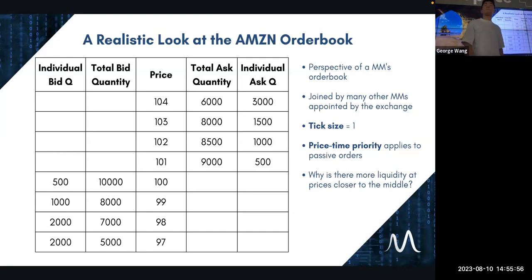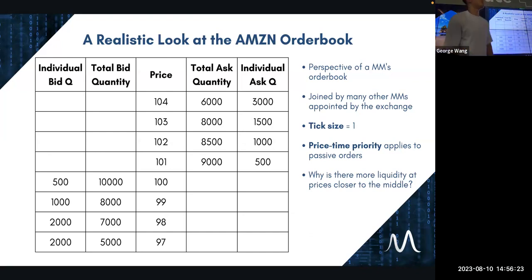Anyone? Everybody's welcome to answer. Don't be shy. People on Zoom as well, you can answer this. So say the question again. Why is it that the total quantities increase as we meet in the middle between the bid and the ask? Yep. Sorry?